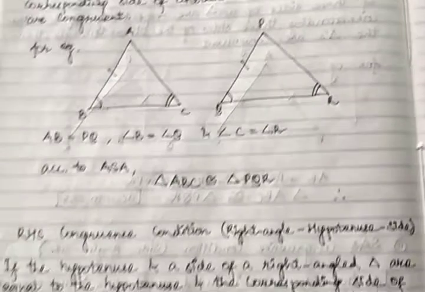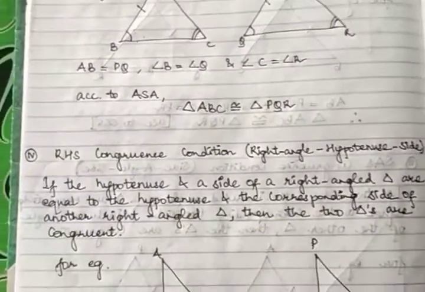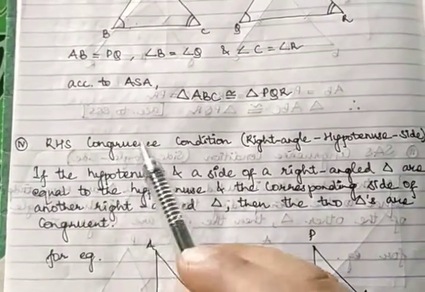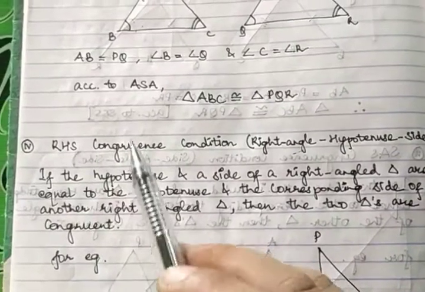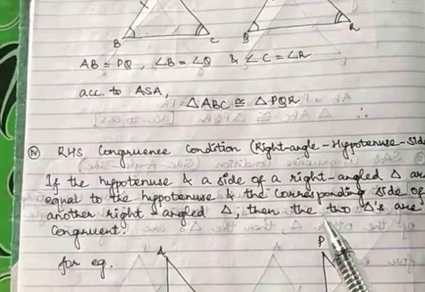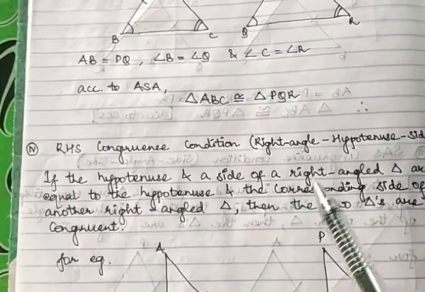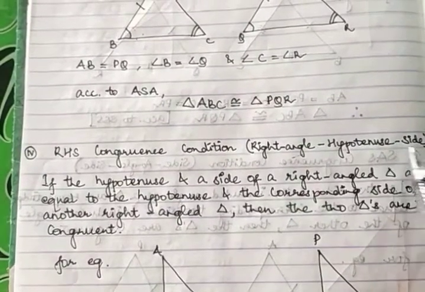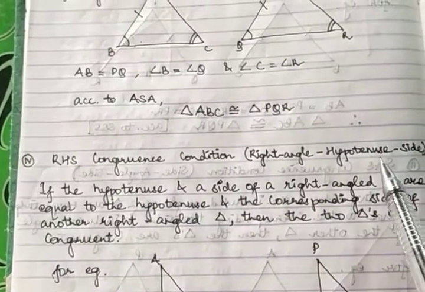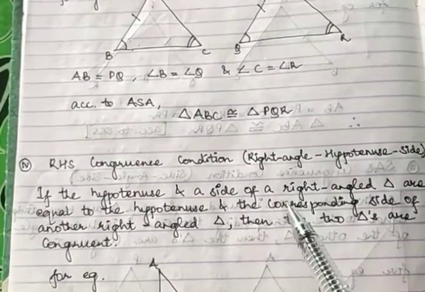Okay, and the last criteria for congruency of triangles is this RHS congruence condition. That is known as right angle hypotenuse side. Actually, it's similar to SAS. See, because hypotenuse and sides, these are actually sides, isn't it? Hypotenuse and sides, so SAS, and right angle means an angle.